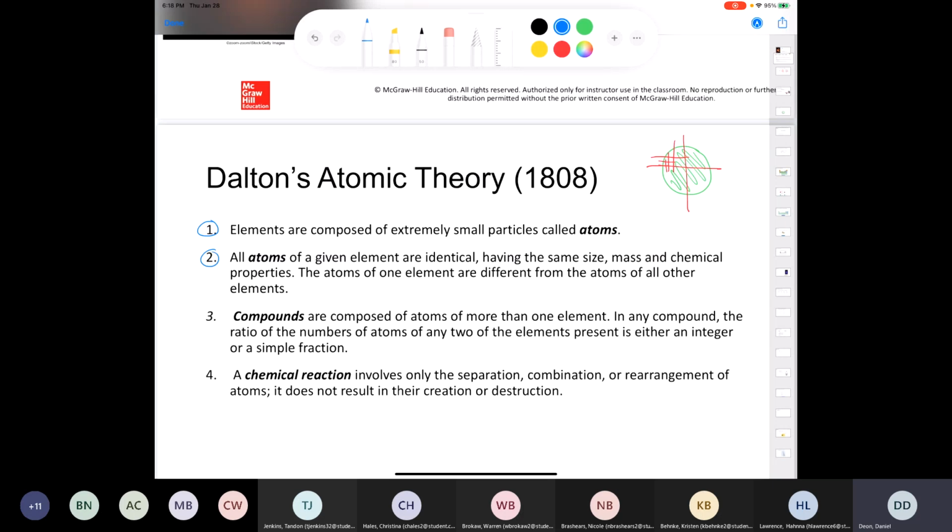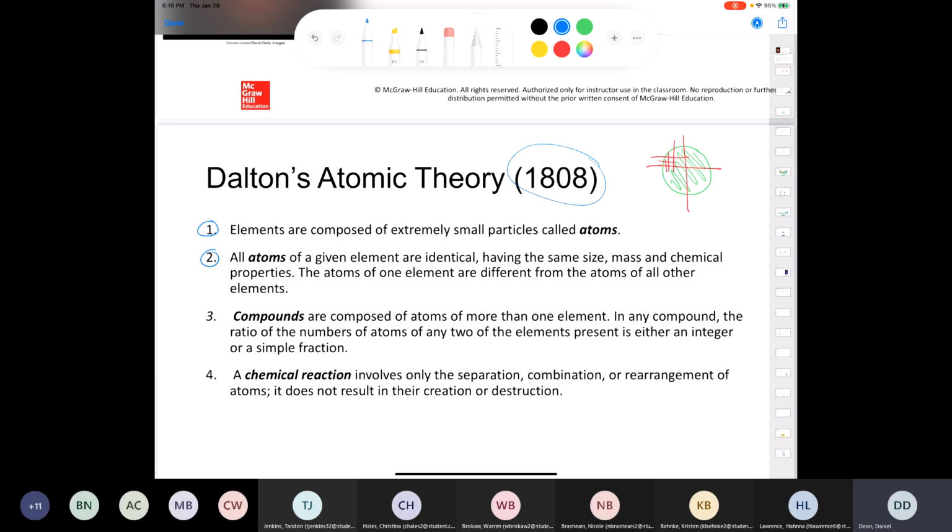Atoms of a given element are all identical, having the same size, the same mass, and the same chemical properties. The atoms of one element, however, are different from the atoms of another element. The second part of this second point makes total sense. Atoms of carbon are different than atoms of oxygen. Atoms of oxygen are different than atoms of nitrogen. However, all atoms of nitrogen, or all atoms of carbon, or all atoms of oxygen are not identical. So we see that there's a little bit of a hole in the first part of the second point.